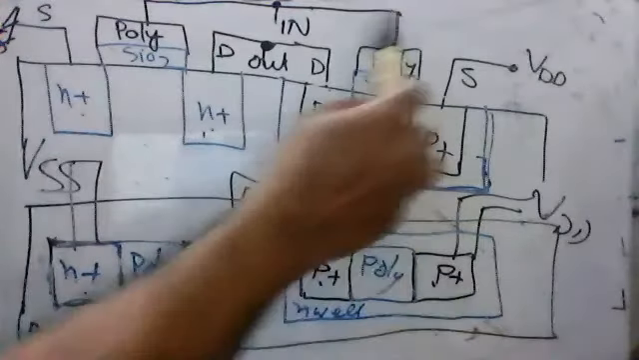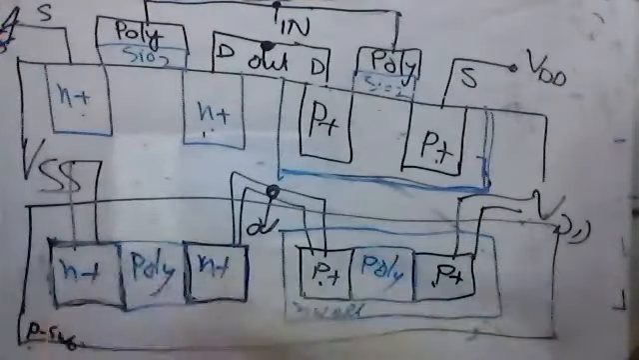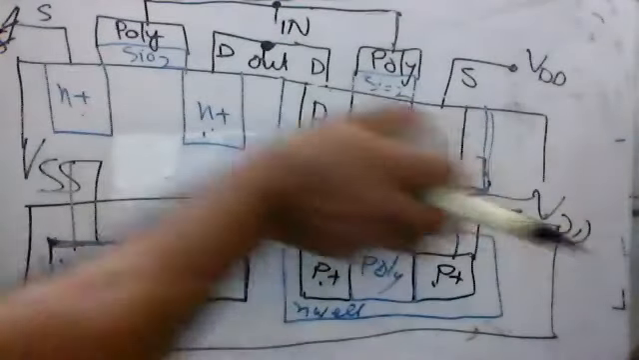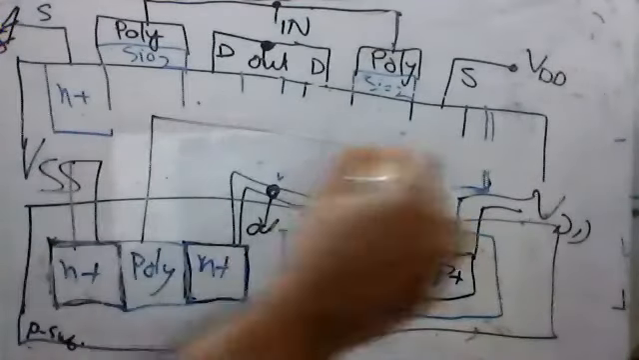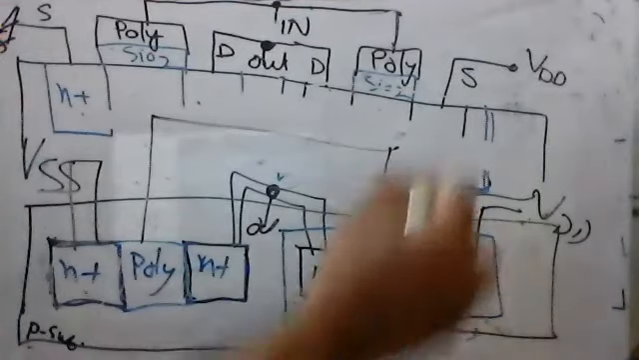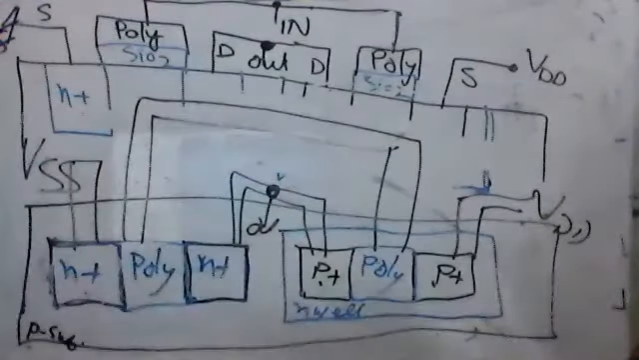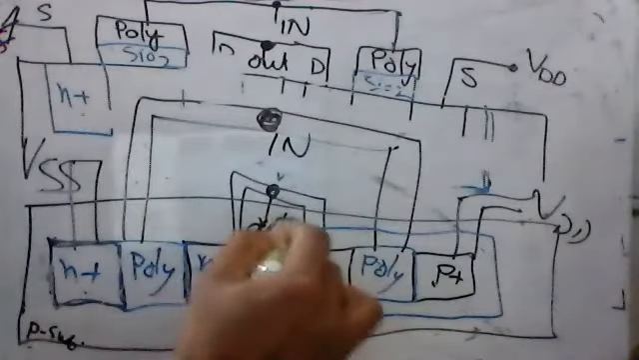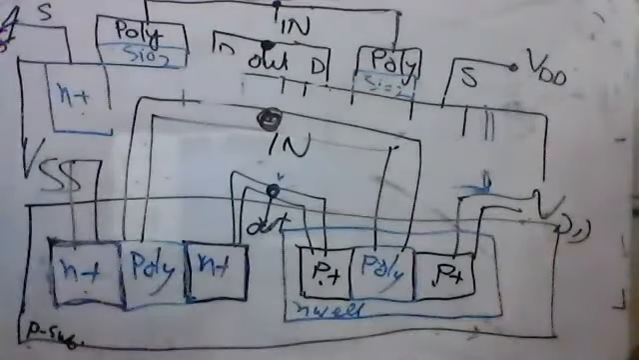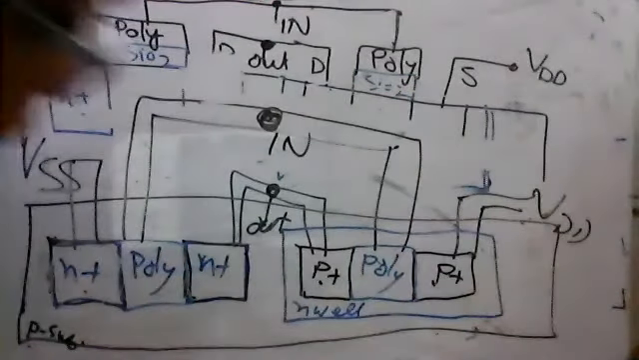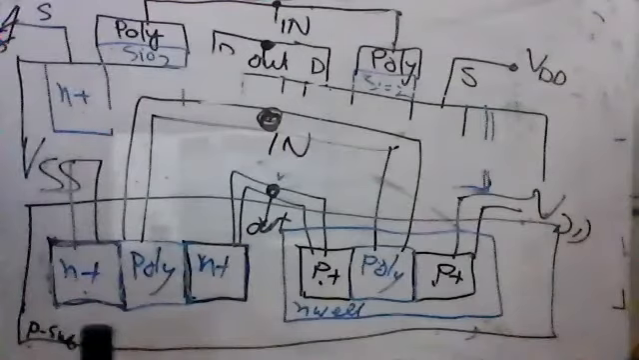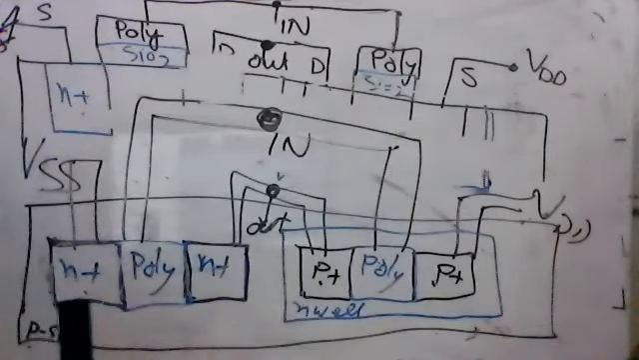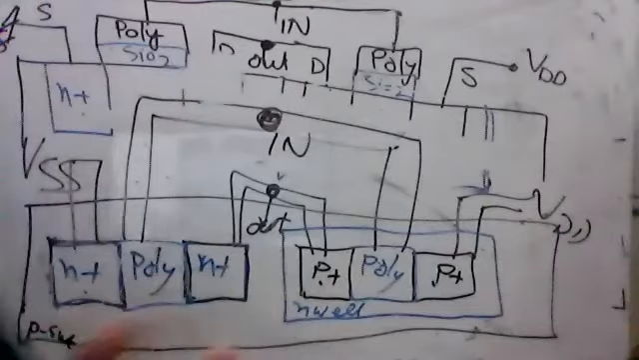The poly is the gate, you see here? Poly is the gate. Okay, we need to clean a little bit. The gate is here, and here is the gate, and here is the gate. So now we're done. Now this is the input. Always the gate is the input, and the drain is the output. So this is the real diagram of an integrated circuit, or 7404 NOT gate. But this one still doesn't look so good, right?